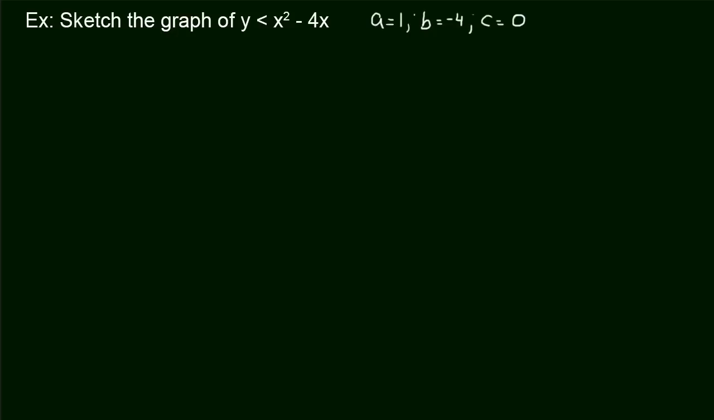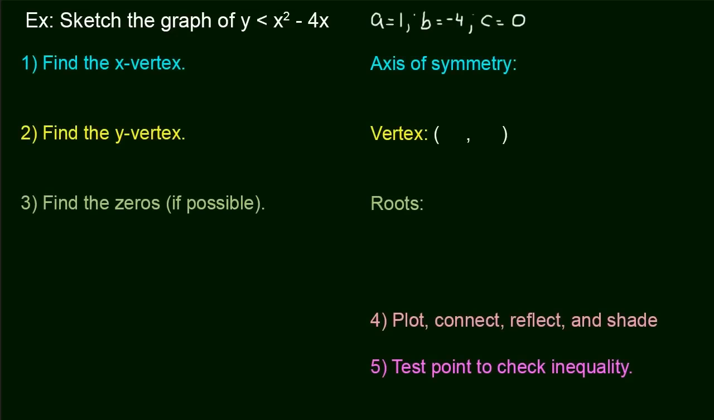My first step to graphing a quadratic function is to use the formula to find the x vertex, and the formula is x is equal to -b divided by 2a. So to find my x vertex, I'm going to have negative times -4 divided by 2 times 1. Negative times a negative is a positive, and that gives me a +4. 2 times 1 is 2, and 4 divided by 2 is 2.